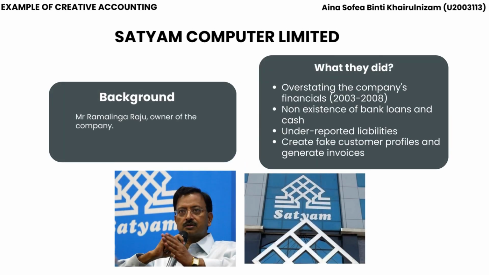Ramalinga Raju is the owner of Satyam Computer Services Limited, which is an Indian IT company. What they did, Satyam's manager falsified Satyam's revenue, profit margin, and profit statements year after year from 2003 until 2008 by overstating the company's financials. There were also non-existent bank loans and cash that Satyam claimed to own. Satyam also underreported liabilities on its balance sheet to meet analysts' expectations over the accounting. Mr. Raju, the owner of the company, also created fake customer profiles and generated invoices under the names of the fake customers.